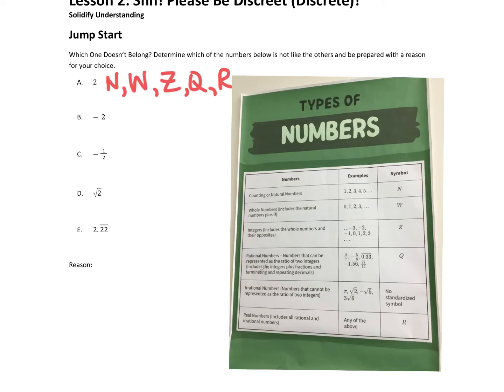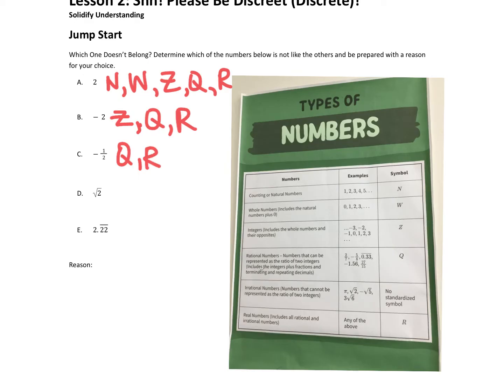Negative 2 does not belong to the natural or whole numbers, but it does belong to integers, so we can put a Z here. It also does belong to rationals, so we can put a Q for rationals, and then it does belong to real. Negative 1/2 does not belong to the integers, but it does belong to rational, and it also belongs to real.